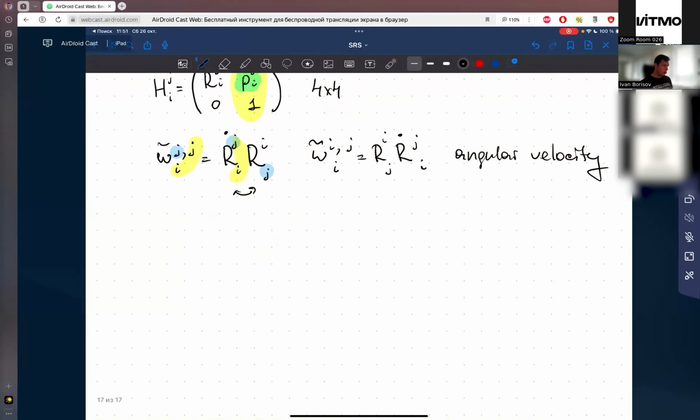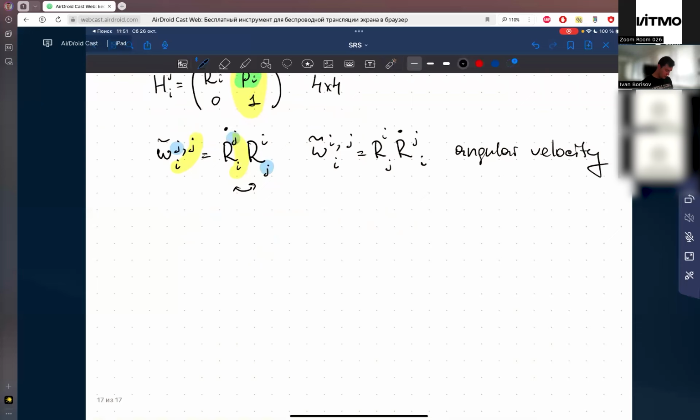Then we know that we also can describe linear velocity. In order to do this, we can do the following: for example, I, J, and we need to use a rotation matrix, J, I, and a P dot, time derivative of a position vector. So it will be linear velocity.